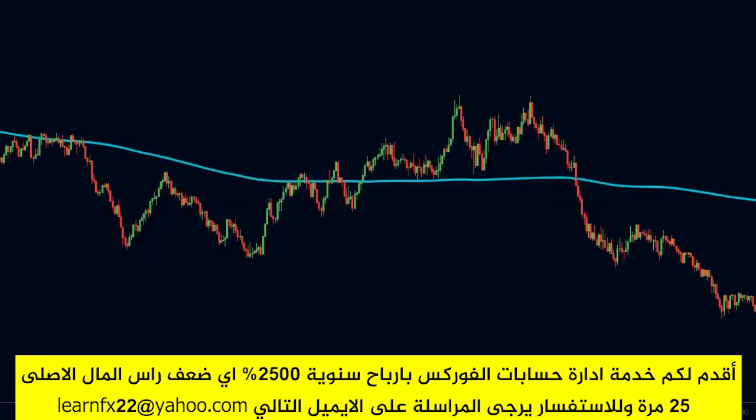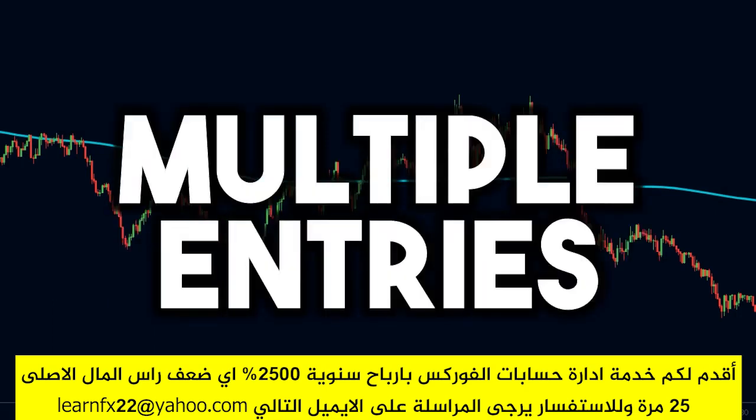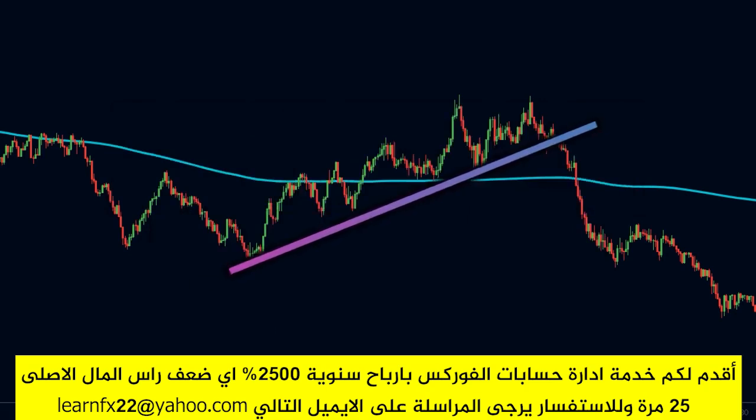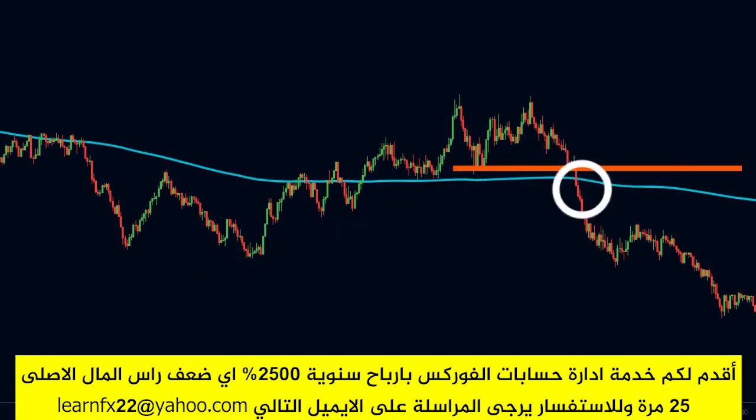We can also use multiple entries in such trades. For instance, I shorted half my position at the break of the trend line. And I shorted the other half at the break of this neckline of the double top pattern.